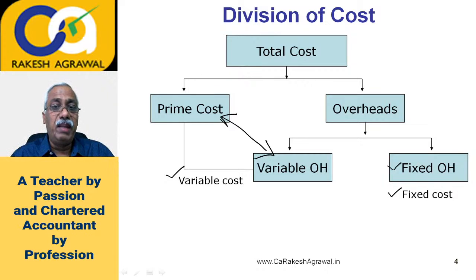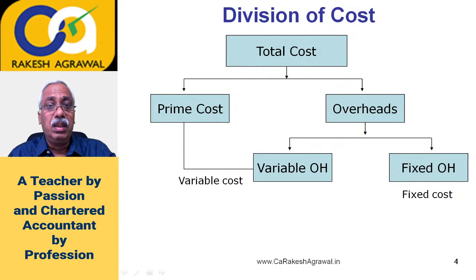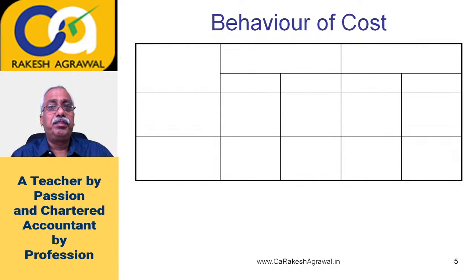So all variable portion of overheads plus prime cost becomes your total variable cost. This is the division of cost which is required to solve every question of marginal costing. Now we go to the behavior of cost: how the variable cost behaves and how the fixed cost will behave.